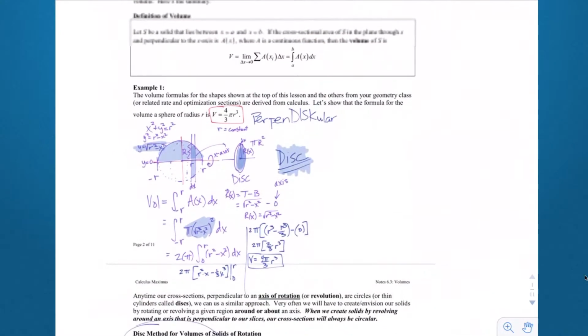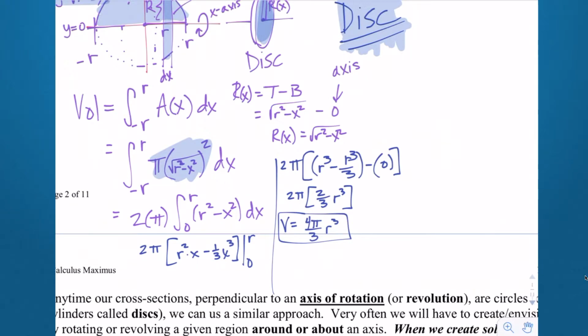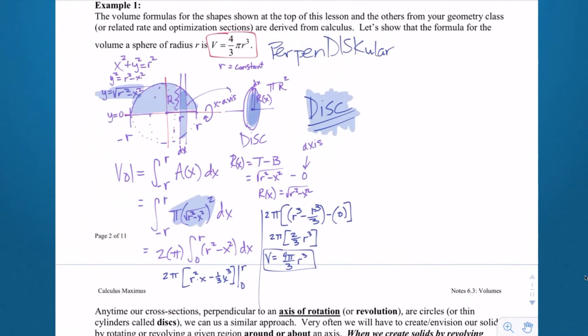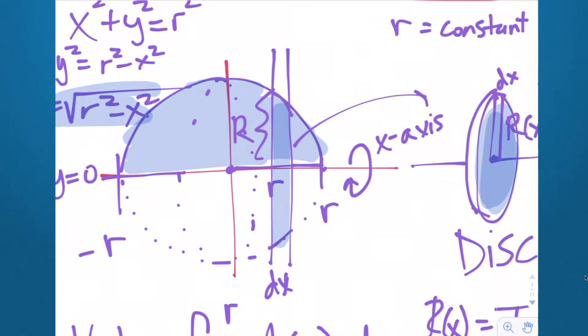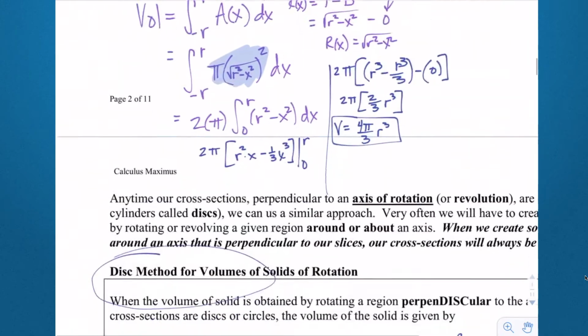So we did example 1 yesterday. We derived the formula for the volume of a sphere. And the way we generated the three-dimensional volume was we took a region, an area, and we rotated it around the x-axis, 360 degrees, and that generated a three-dimensional object. So we call those objects in general volumes of solids of revolution, okay? Revolution, because we're revolving them around or about an axis.